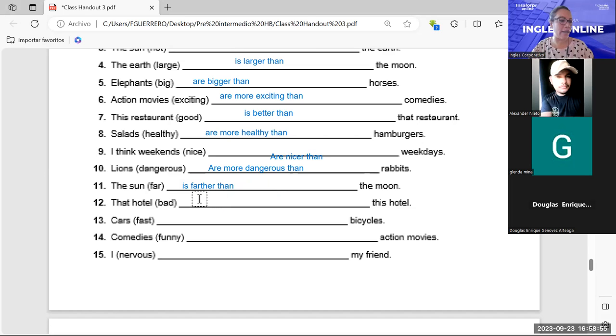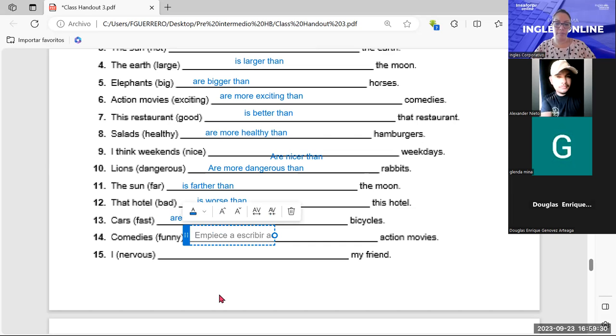Con bad, that hotel is... Bad también es irregular. Cambia a worse. Bad es irregular. Les tendría que haber quedado worse. That hotel is worse than this hotel. Cars es plural, usamos are. Luego, fast es de una sílaba. Faster than.